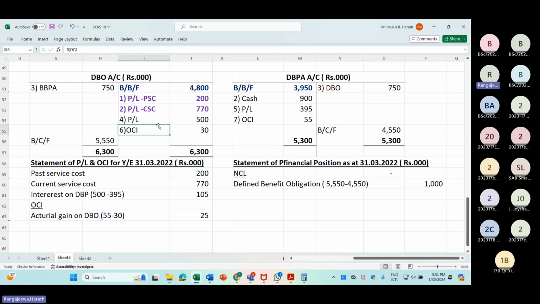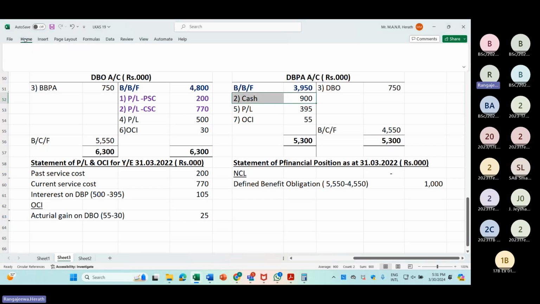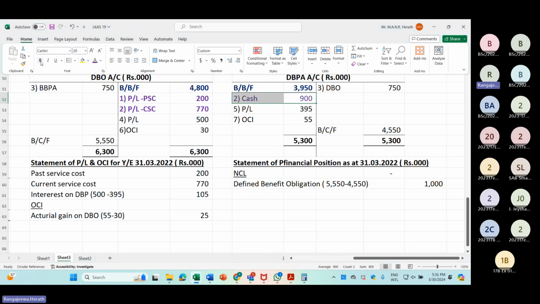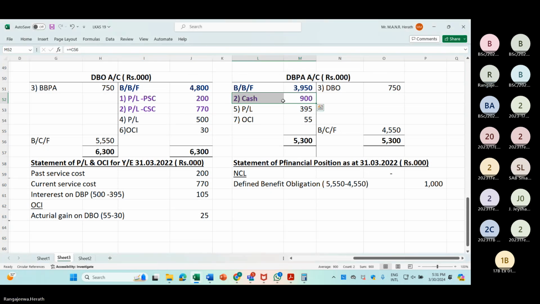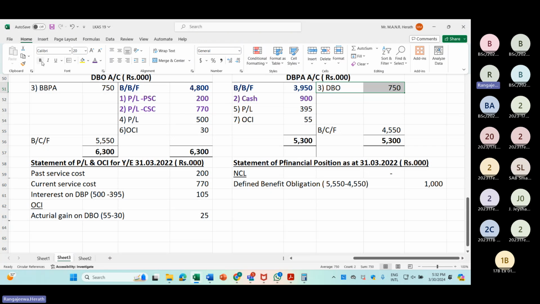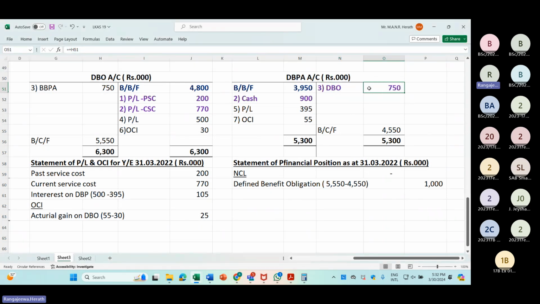Then defined benefit obligation, before this we put the second one, contribution. Right, the contribution is received by the plan, paid in cash, 900. Cash credit, defined benefit plan asset, debit cash credit. Then during the year 750 paid for the employees retired out of the plan asset. The asset, the investment portfolio, this fund pays. So when they pay, credit that asset, debit the obligation.